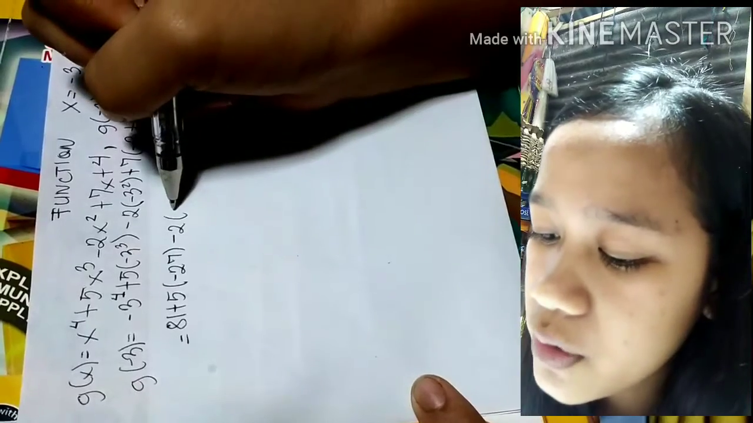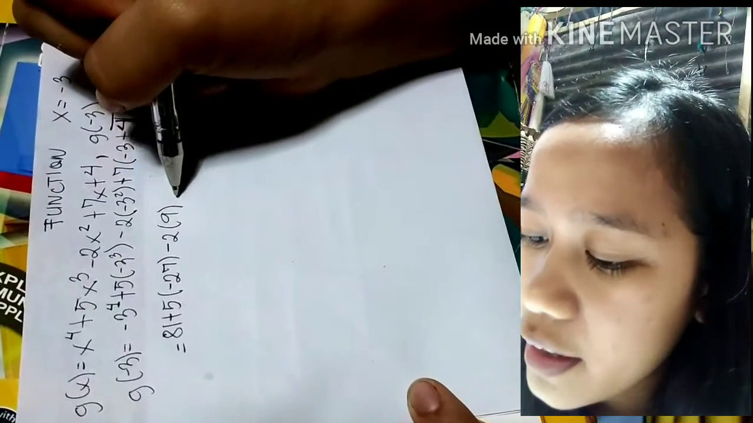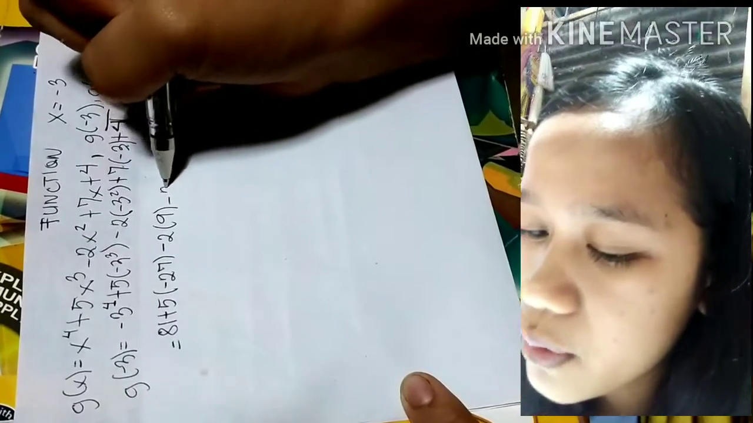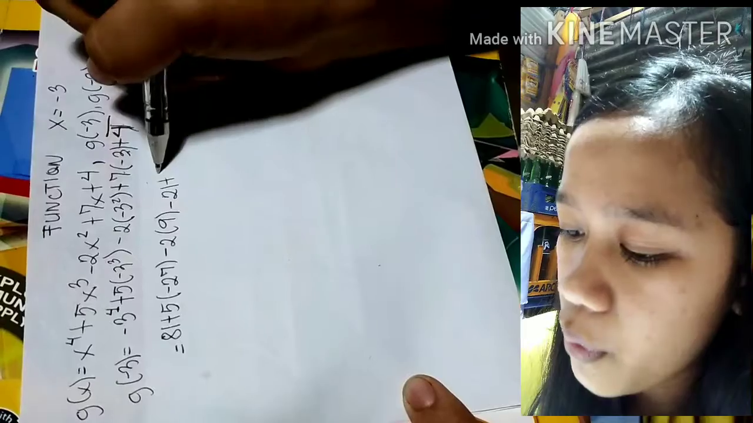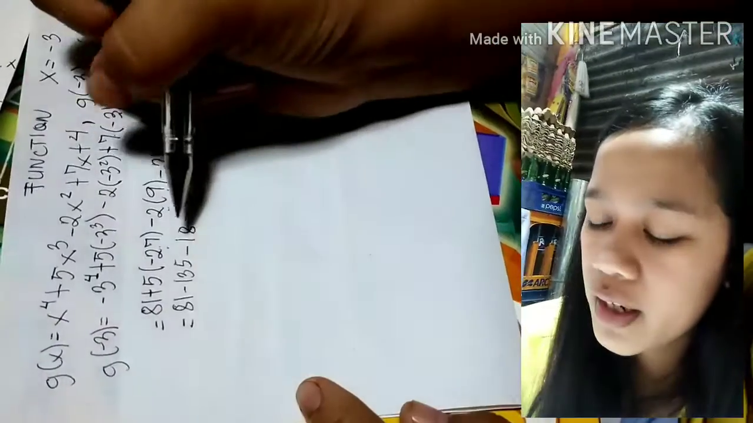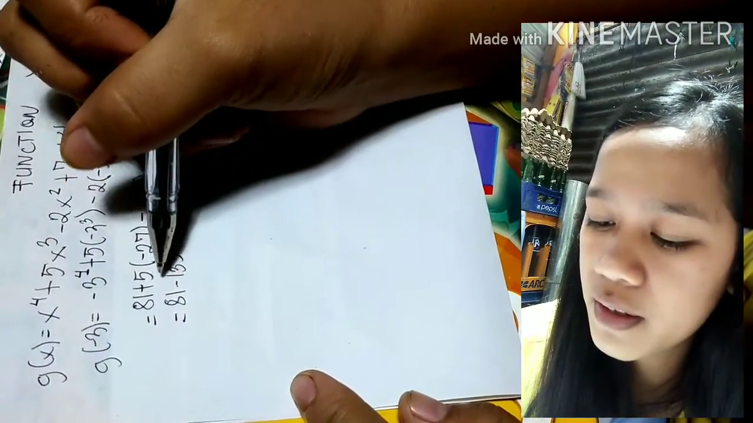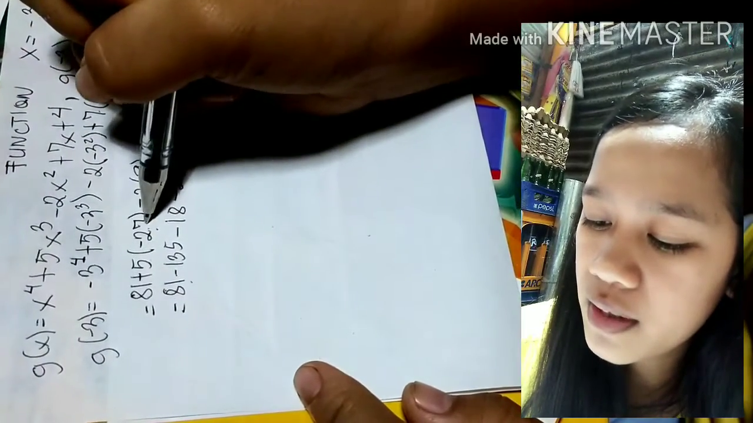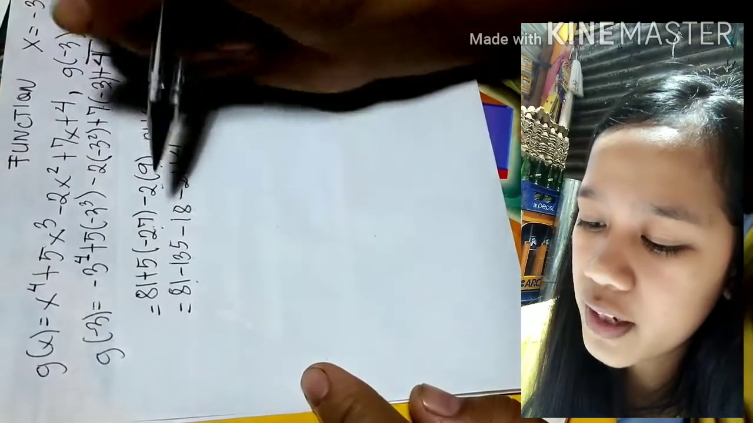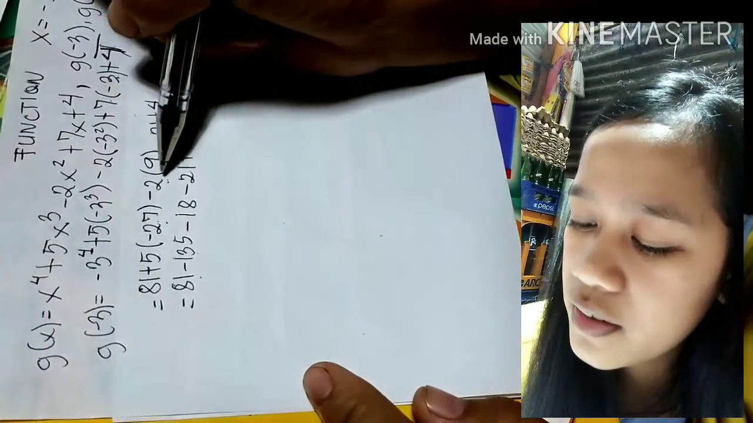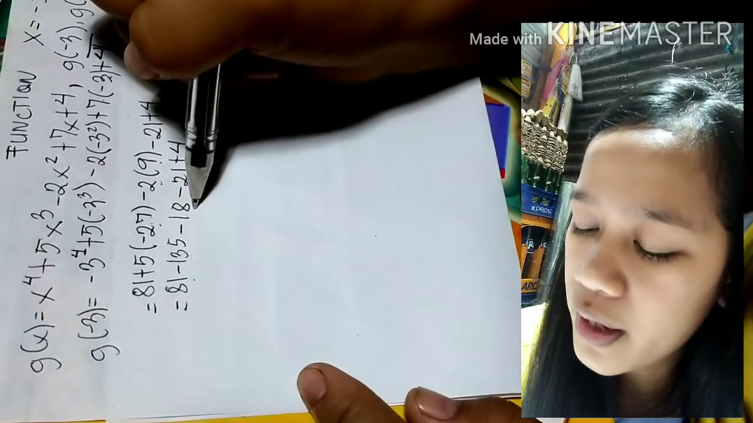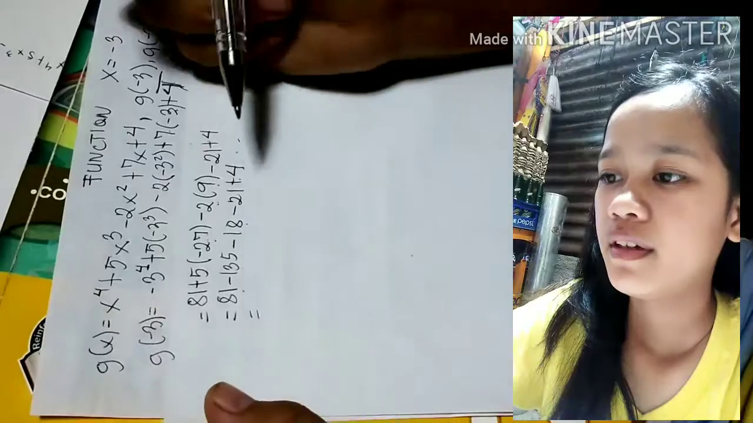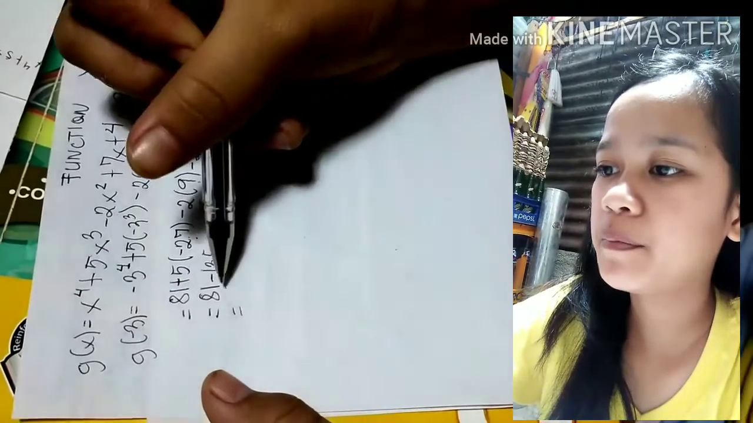squared equals 9. 7 times negative 3 equals negative 21 plus 4. So next, we will simplify the number with parentheses. 81. 5 times negative 27 equals negative 135. Minus 2 times 9 equals 18. Minus 21 plus 4. And then next, we will simplify the remaining numbers.